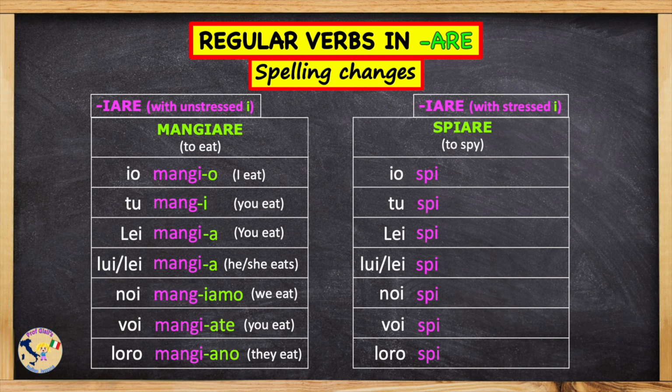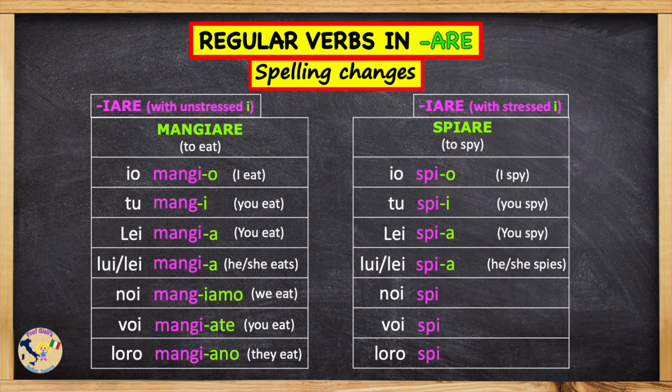So for the first person singular, we have io spio. For the second person singular, because the i in the verb root is stressed, we cannot remove it as we did with the verb mangiare. So we keep it and then add the i ending. The resulting conjugated form ends with double i. Tu spii. Moving on, the second person formal is lei spia. The third person singular are lui spia, lei spia.